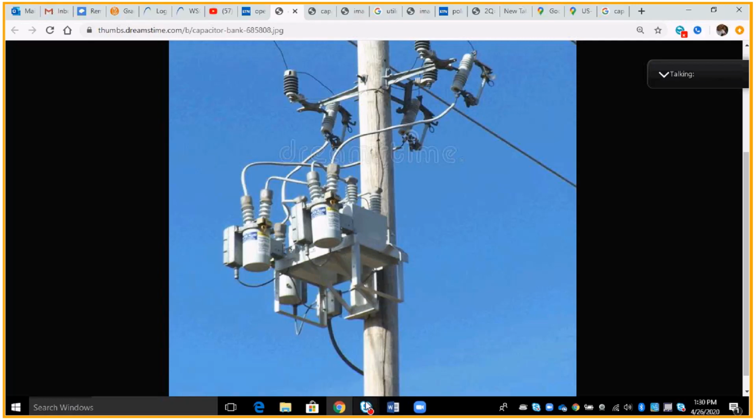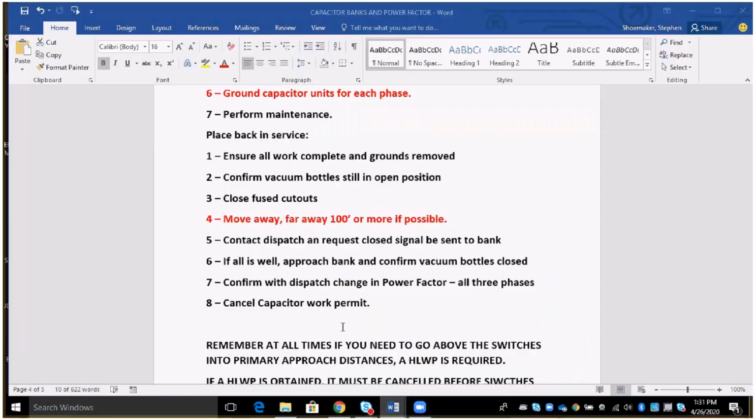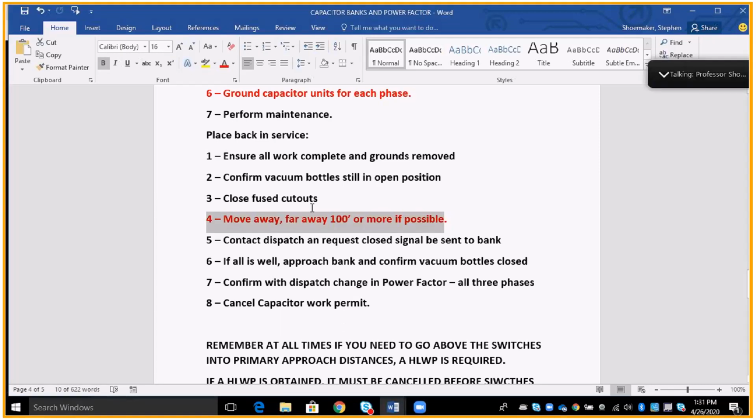How do you know out here in the field that it did close if you're so far away from it? Well, just like we said before, SCADA in the substation is monitoring it. Typically, the dispatcher is going to say, I see a change, or I see a power factor change on all three phases. He can tell by individual phase, so it did close. You don't need to be right at that location to do that.